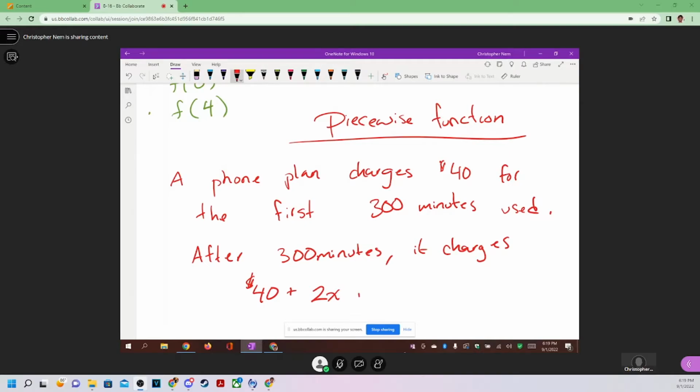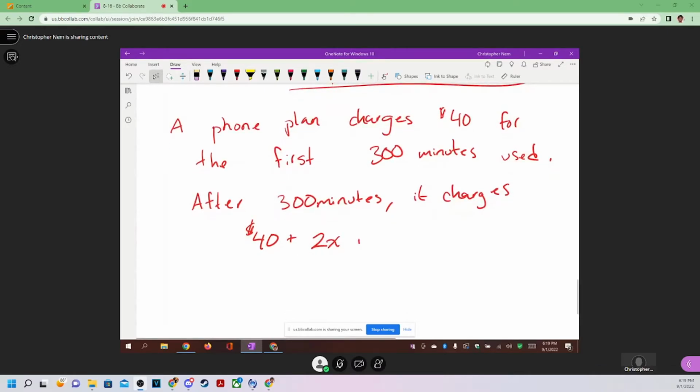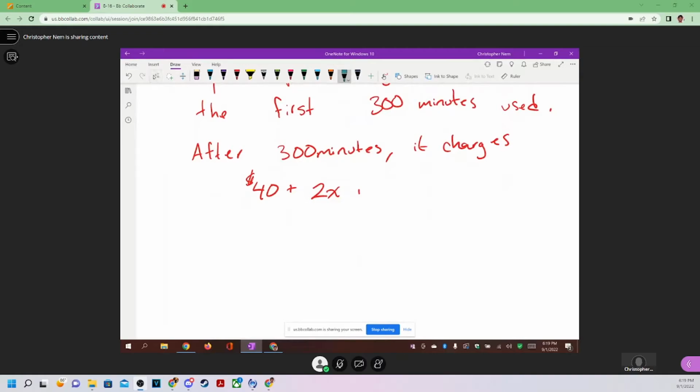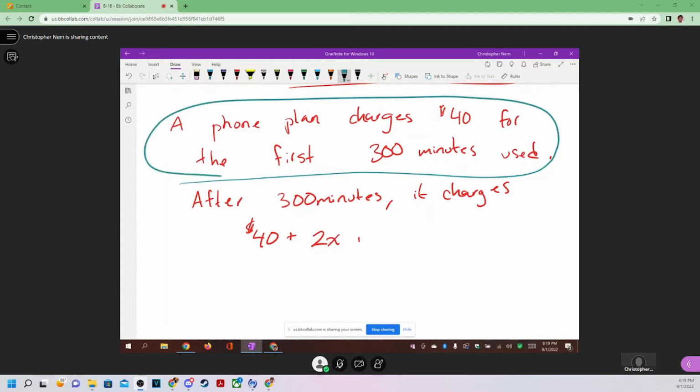Some rate of your minutes. Now, a piecewise function is going to be a function that has these two rules combined. So not only am I going to account for the $40 for the first 300 minutes, I'm also going to account after 300 minutes. So let's take it piece by piece. If I wanted to write a function for the first piece, a phone plan charges $40 for the first 300 minutes. That means it's going to be $40 for the first minute, for the second minute, for the third minute, all that. It's going to be a flat fee of $40 the entire time.